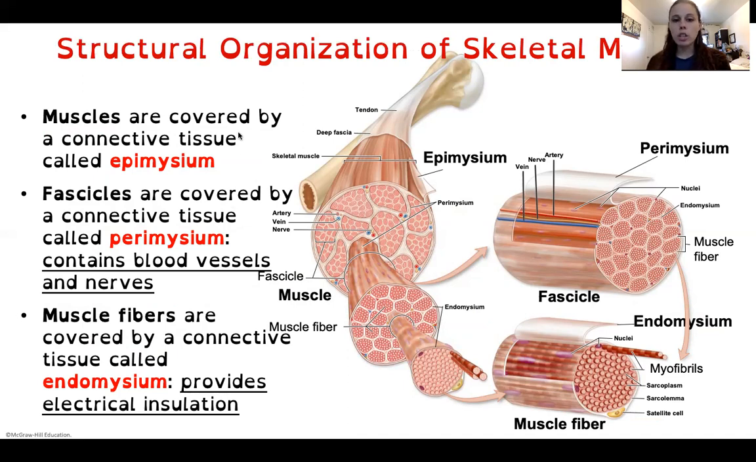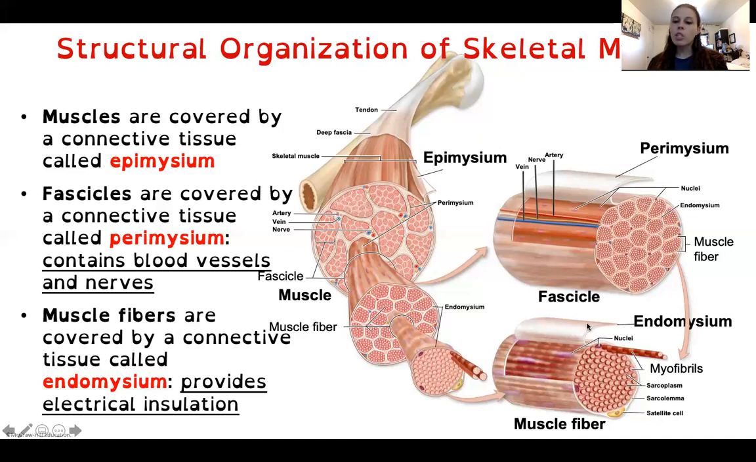Then within the muscle, we have fascicles, which are covered by a layer of connective tissue called perimysium. Perimysium means around the muscle and contains blood vessels and nerves. So if you open up the perimysium, you're going to see blood vessels and nerves that are leading into the muscle fibers. And then if we take each individual muscle fiber, it's also covered by a layer of connective tissue.